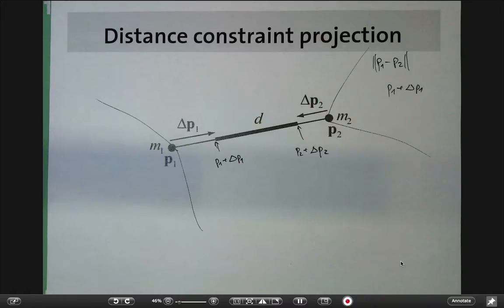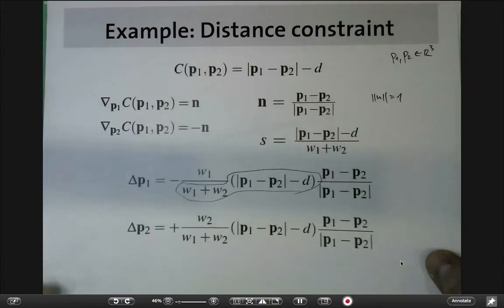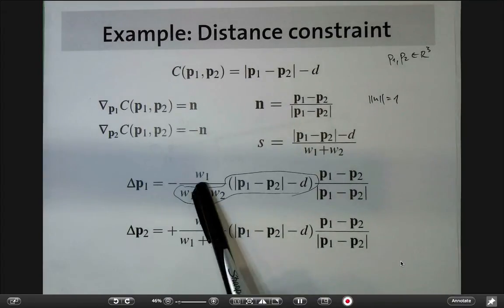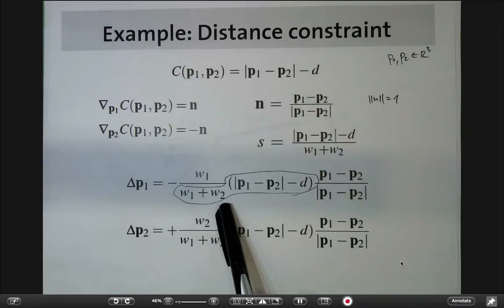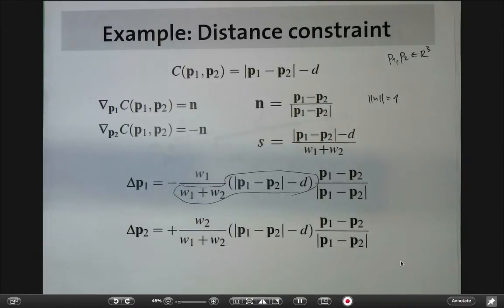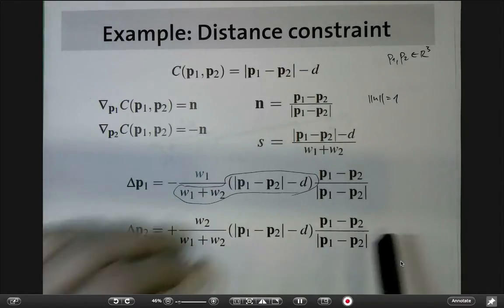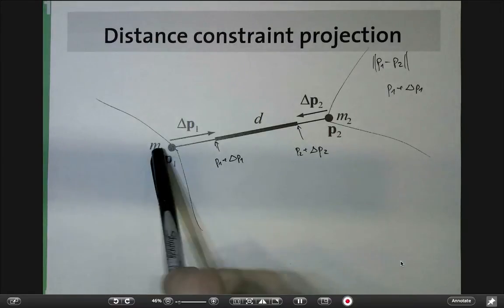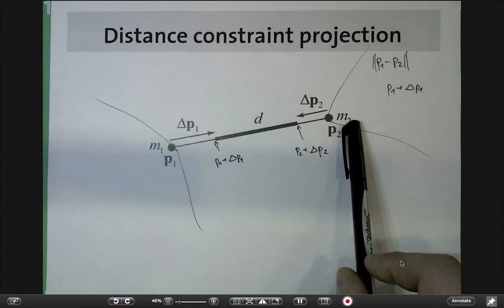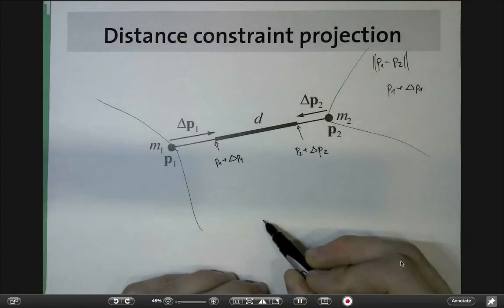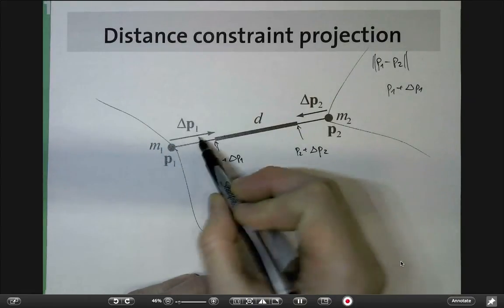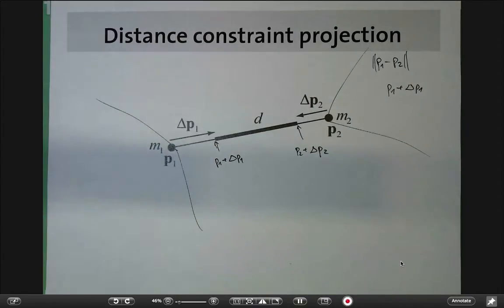Okay, what else? Here is the intuition about these weights. You can see that if w1 and w2 were the same, if both points have the same masses, then this is just 1/2, right? So that's really the simplest case. If both of these particles have the same mass, then it means that delta p1 has the same magnitude as delta p2. Both are moved equally, right?